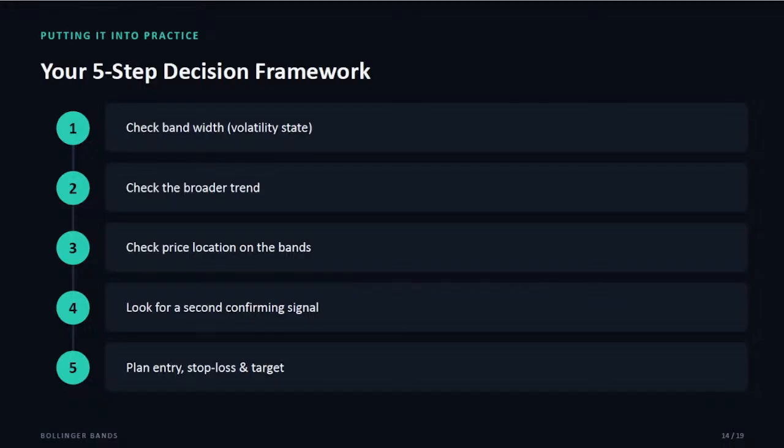Step 4. Look for a confirming signal from a second, independent source. That could be a momentum indicator like RSI or MACD, or it could be a recognizable pattern like the W bottom or M top we discussed. Step 5. Only after all of that, plan your actual entry, your stop loss level, and your profit target, which we'll touch on again in just a moment. Running through these 5 checks takes well under a minute once it becomes habit, and it will keep you from making snap decisions based on nothing more than a single glance at the bands.